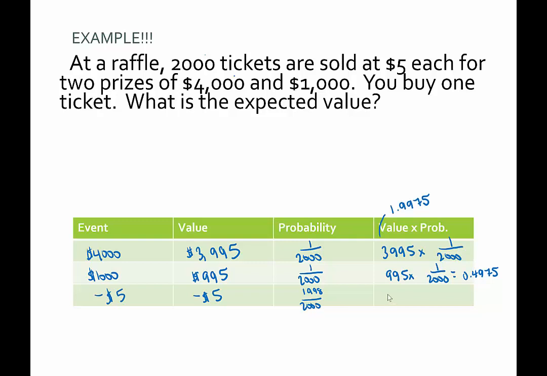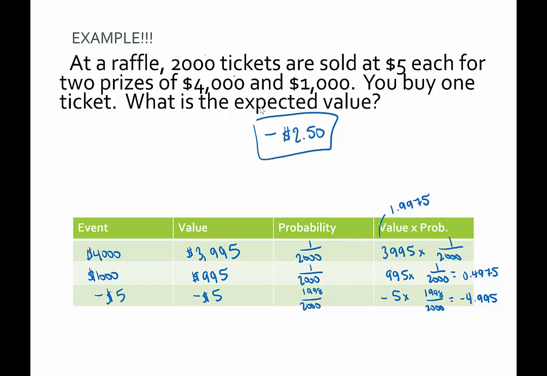Okay. So then we would multiply. We get negative 5 times 1,998 over 2,000. We could simplify, but because I'm using the calculator anyway, I would just plug this straight into the calculator. And we get minus 4.995. So now we take those three values in the right column and add them all together. It looks like my expected value is negative $2.50.